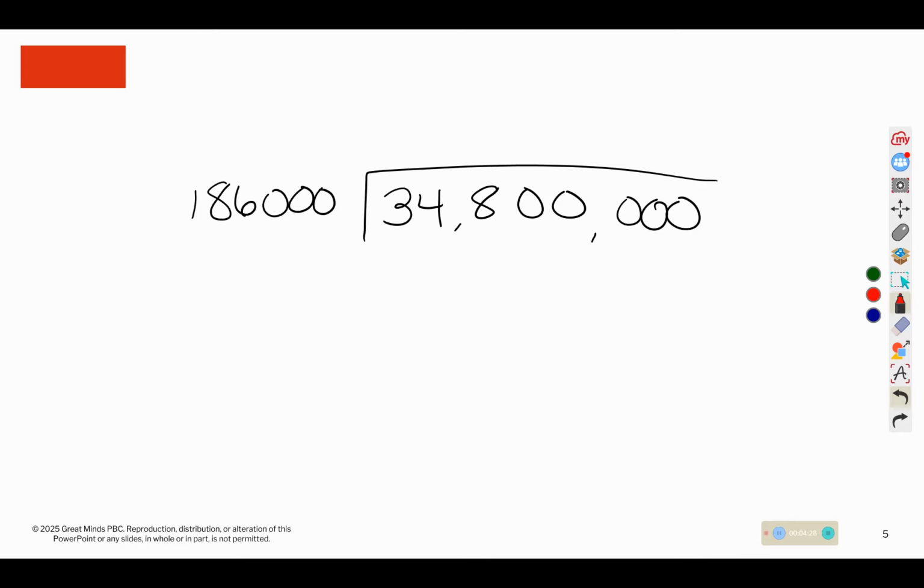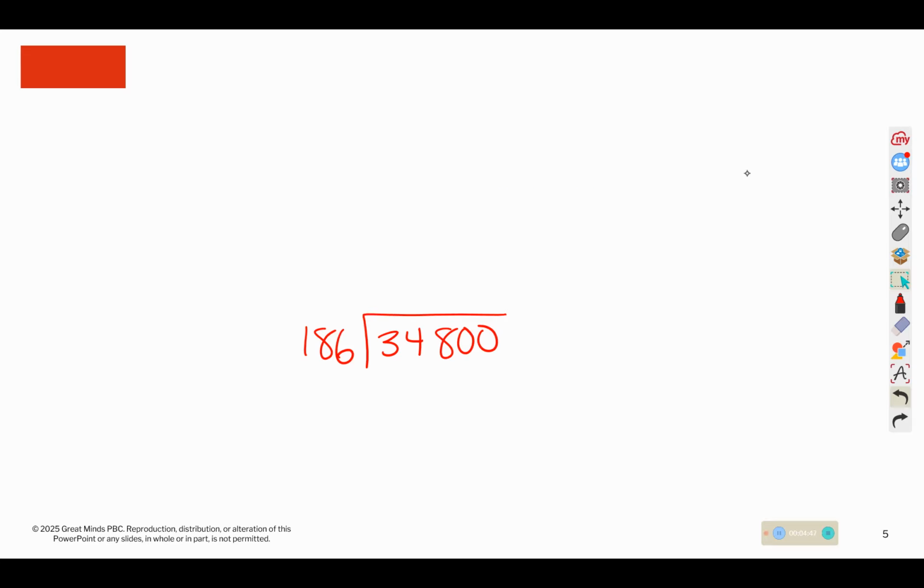We can simplify this problem by eliminating tens. If I divide both by 10, or 100, or 1,000, now my problem is 34800 divided by 186. It just reduces the amount of digits I have to work with. I'm going to keep a list of multiples of 186. 8 plus 8 is 16, plus 1 more is 17, so that's 372.